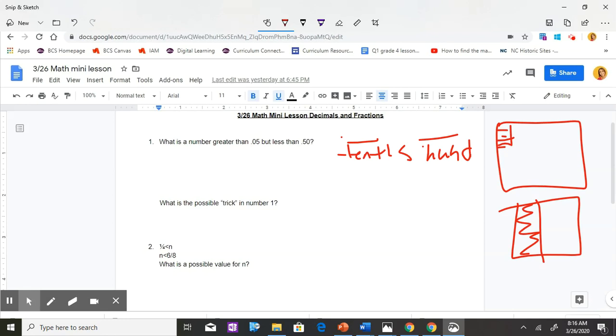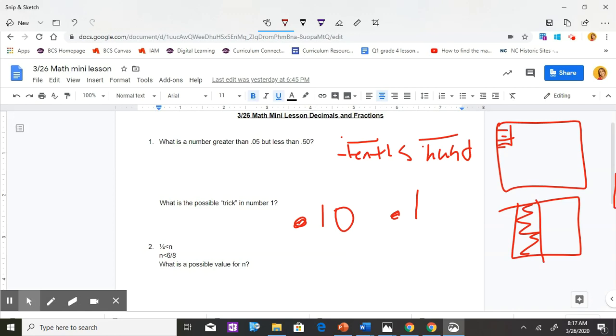What is the possible trick in number one? The possible trick is that you might think that 10/10ths is smaller than 5/100ths because it's just 0.1. So that would be the trick in that. You might think that, but that is not the case. It is larger. So you might think that tenths are smaller than hundredths, but they're larger. That would be the trick.